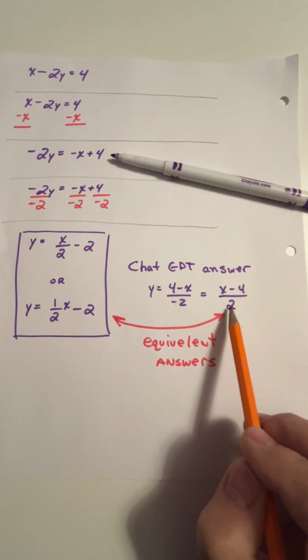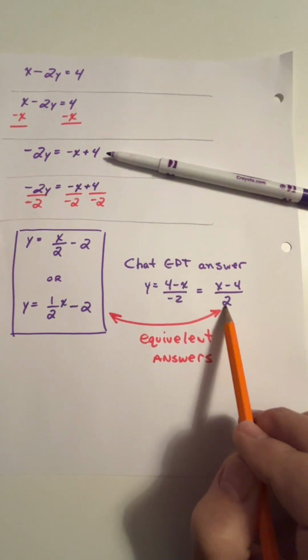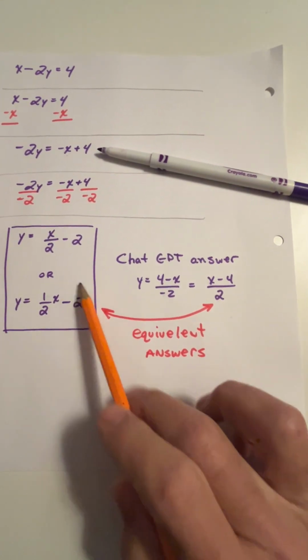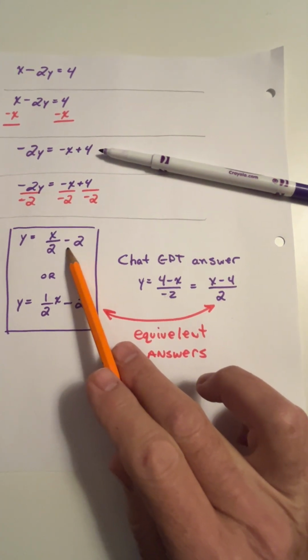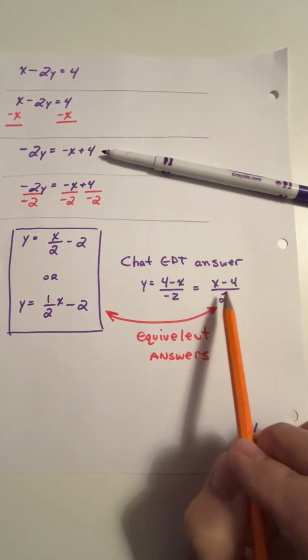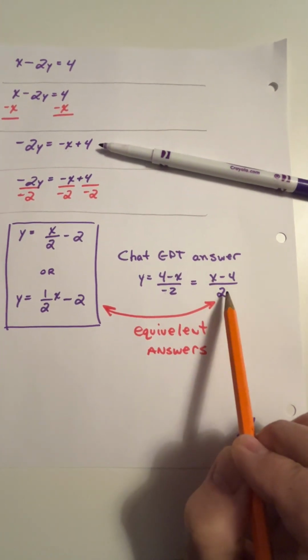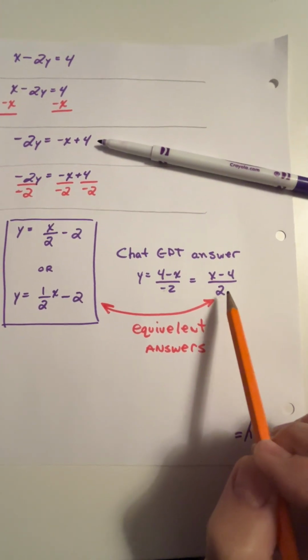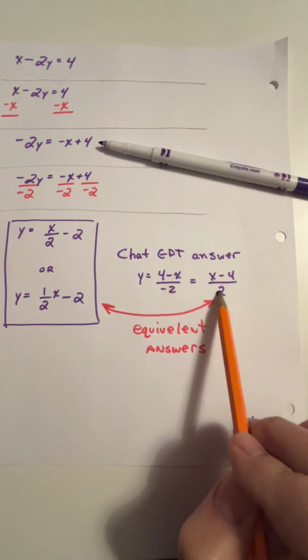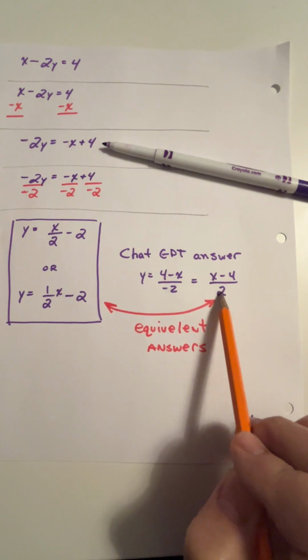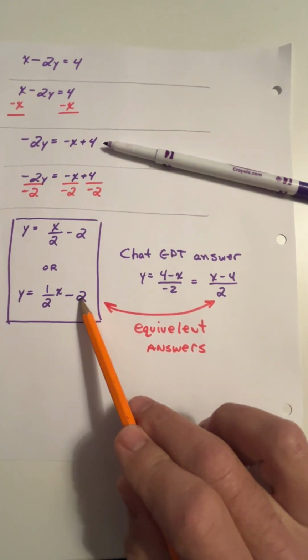Now, luckily on your tests, it's all multiple choice. They'd only give you the right answer, and chances are they'd give you this one. But these are equivalent, and it's too bad that there's two different types of answers, but there are. So maybe you see now how this becomes this, and that these really are equivalent.